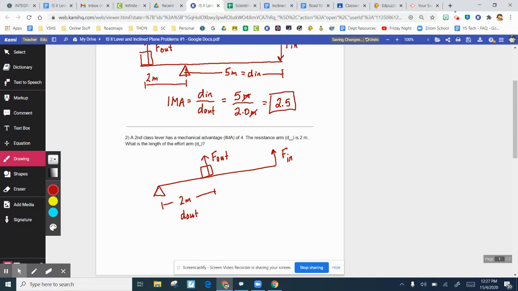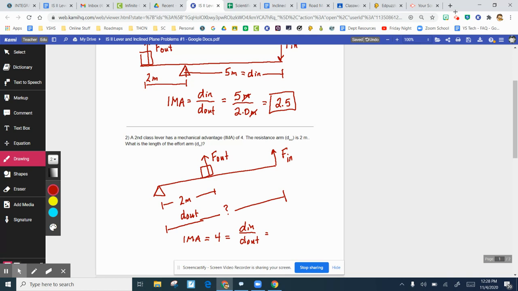And I measure from the fulcrum all the way, sort of the whole length of the wheelbarrow or the whole length of that lever arm. And that's called my effort arm. In this case, it is asking me what that is. So that's my question mark. But it also tells me that the ideal mechanical advantage is 4. So I have some information here. So I know that my mechanical advantage is equal to 4. And that is equal to the distance in over the distance out.